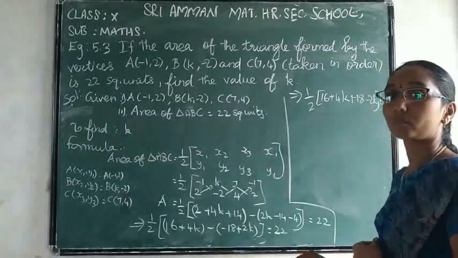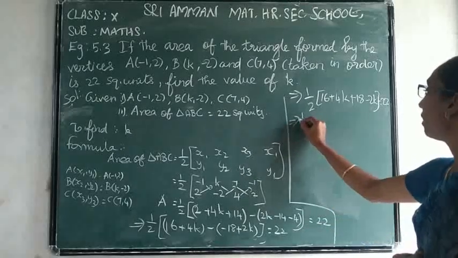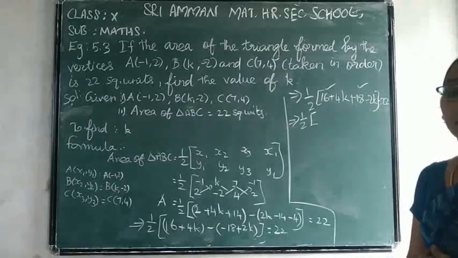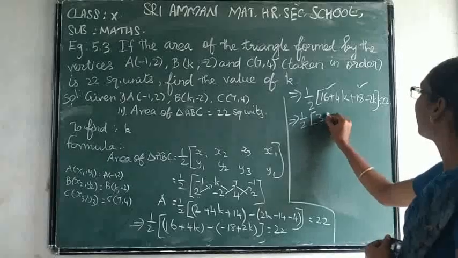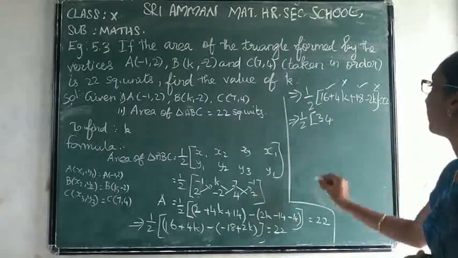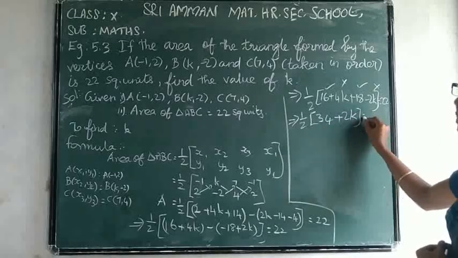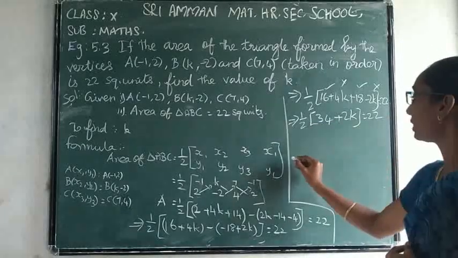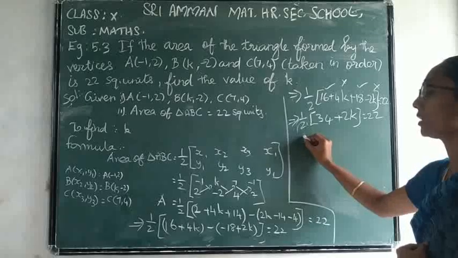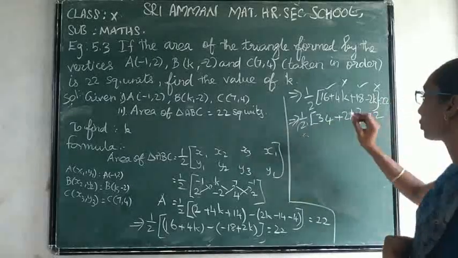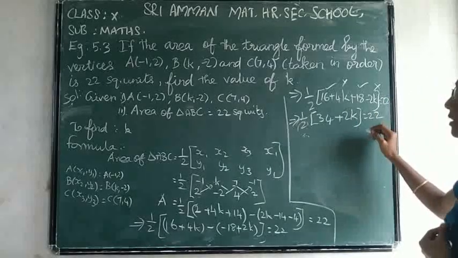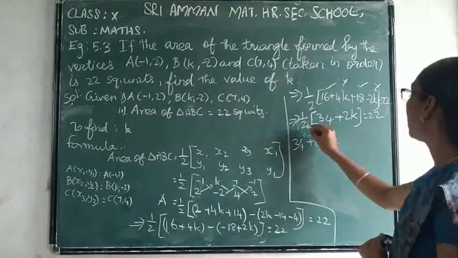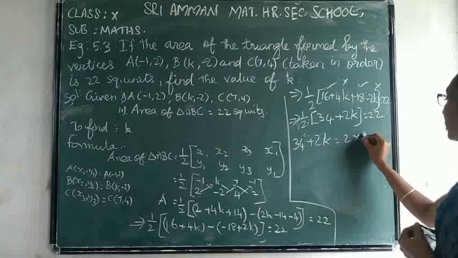Next, which implies half into, what is the value? 16 plus 18, 34. So 34 plus 4k minus 2k equal to 22. This 2 is in the place of the denominator, so it goes to the right hand side and we multiply. So 34 plus 2k equal to 2 into 22.